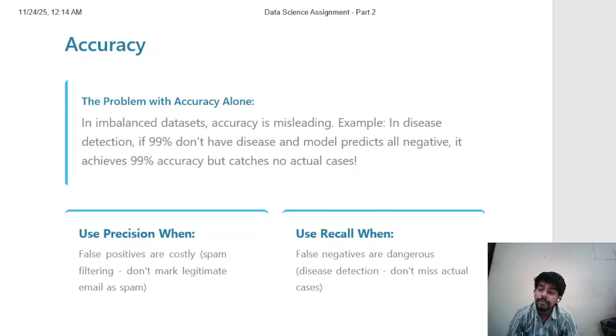Use precision when false positives are costly. For example, in spam detection, you don't want legitimate emails marked as spam. Use recall when false negatives are dangerous. For example, in disease detection, you don't want to miss actual patients who need treatment. In our confusion matrix example, with 75% precision and 60% recall, we are getting a reasonable balance between not having too many false alarms and catching most true positives.